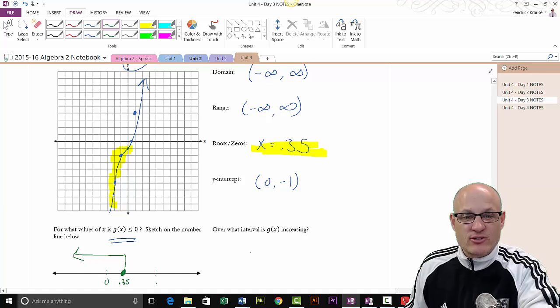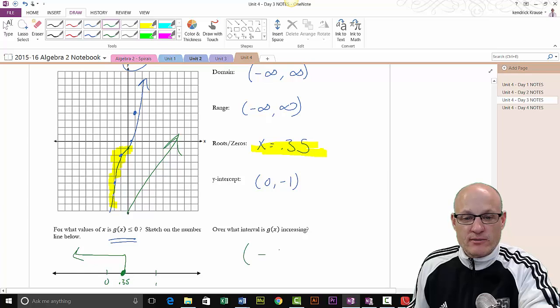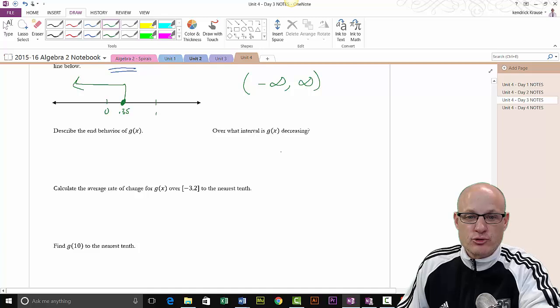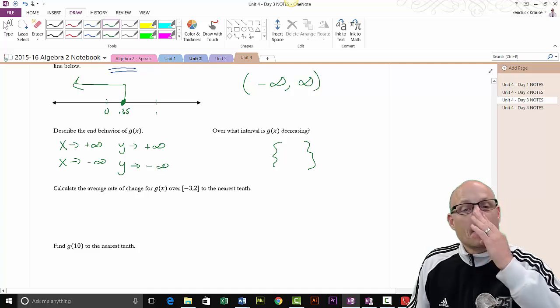Over what intervals is it increasing? This thing's always going up. So it's increasing everywhere. So when I ask for decreasing, that's the empty set. Nothing. Nowhere. Describe the end behavior as x goes to positive infinity: y goes to positive infinity. As x goes to negative infinity, y goes to negative infinity.